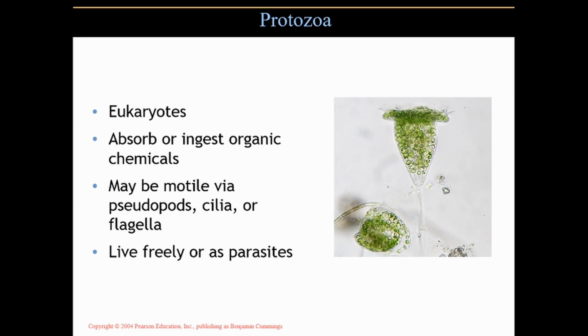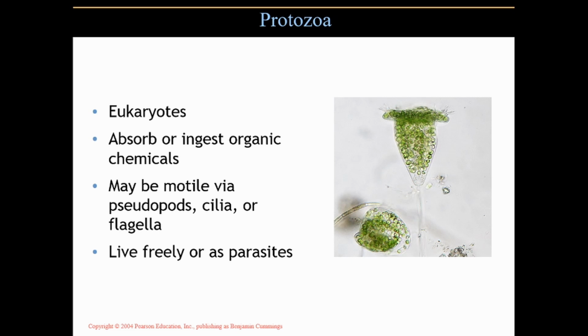Protozoa. So these are eukaryotic organisms as well. They have nuclei in their cells. They absorb or ingest organic chemicals, and they can move around via what are called pseudopods. Pseudo means false, pod means foot. So they have these false feet that they can send out. That would be, for example, the amoeba. They move around by pseudopods.